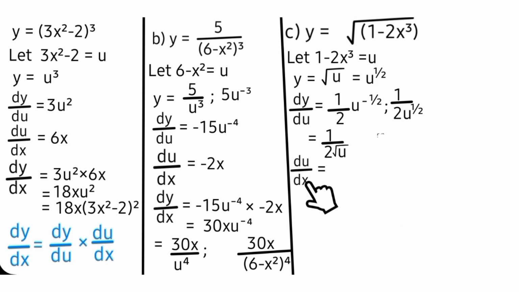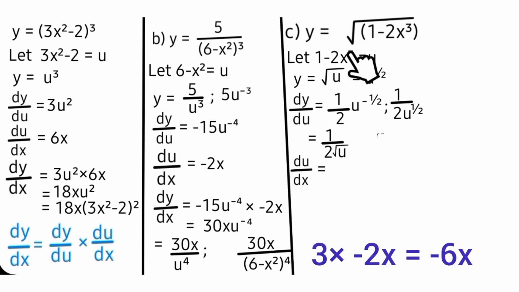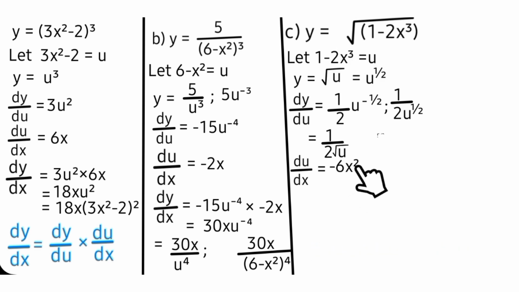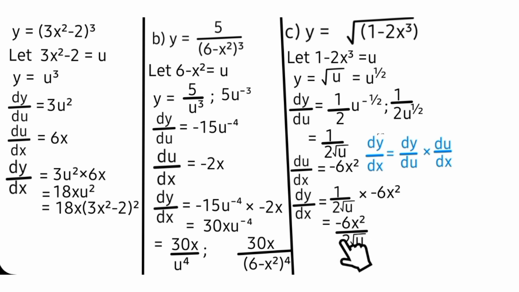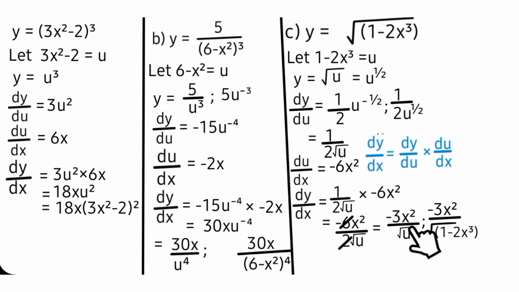Let's get the value for du over dx. That is the differentiation of minus 2x raised to power 3. So 3 times minus 2, then x raised to power 2 because 3 minus 1 gives 2. So dy over dx will be equal to dy over du times du over dx. So minus 6x squared times 1 gives minus 6x squared over 2 root u. 6 divided by 2, so we have minus 3x squared over square root of u. Substituting the value of u, remember our u value is 1 minus 2x raised to power 3.